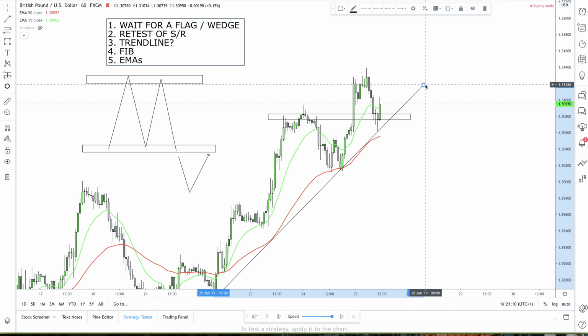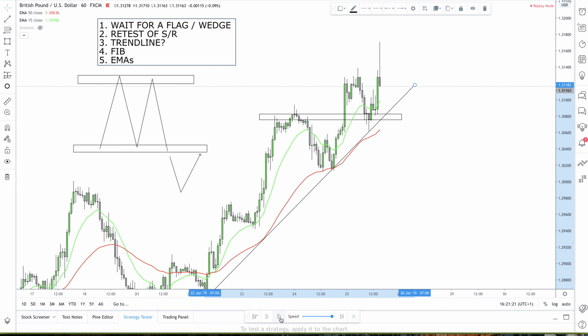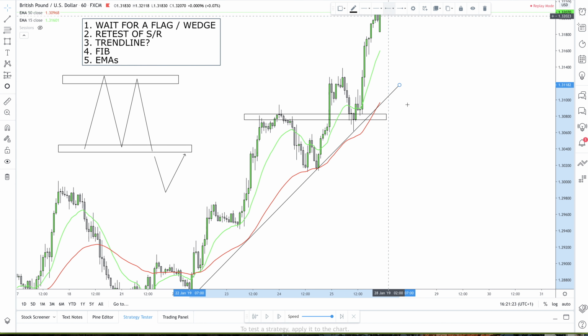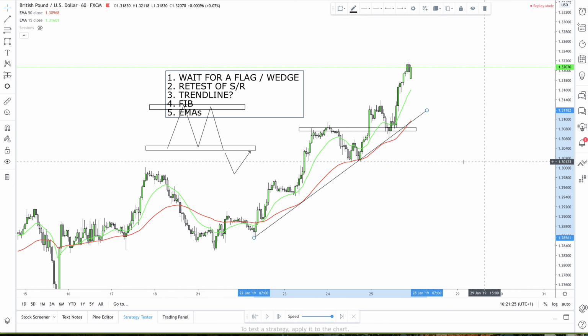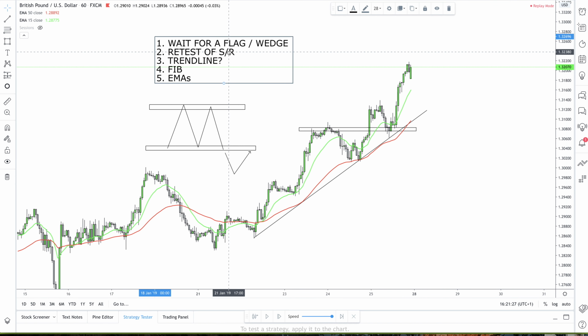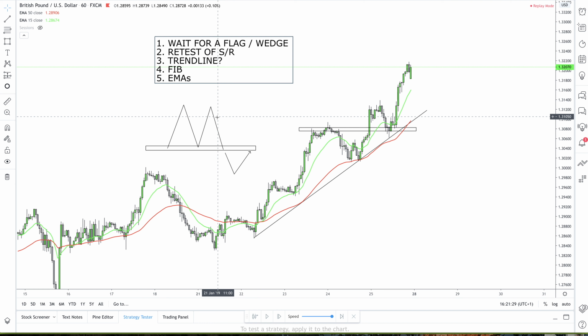We haven't got the structure, which is absolutely fine. We don't need that. So now we've got these tweezer bottoms here, which would have been a great entry, or you can even take that engulfing candle. And then, sure enough, away price went. That would have been a TP trade. That's the sort of stuff that we're looking for to help us detect the correct exhaustion.